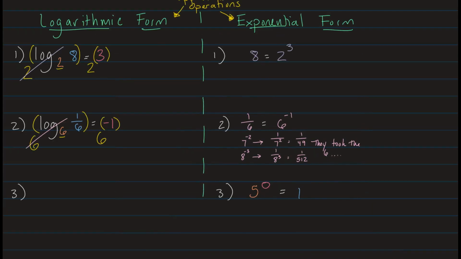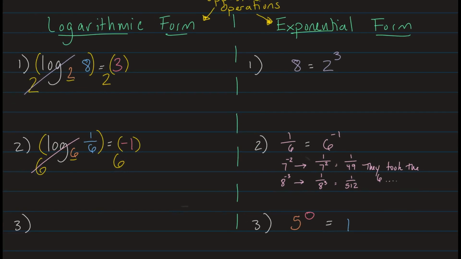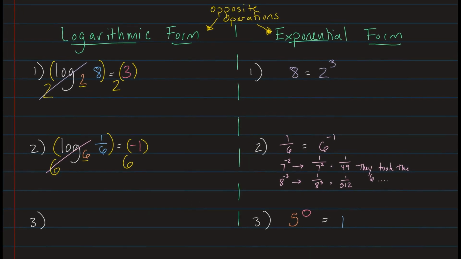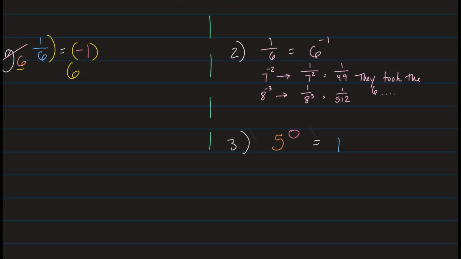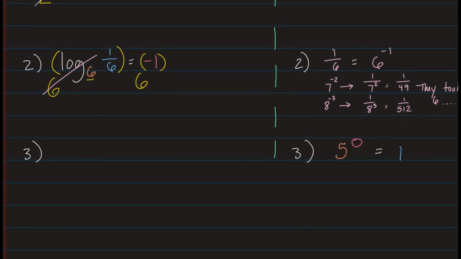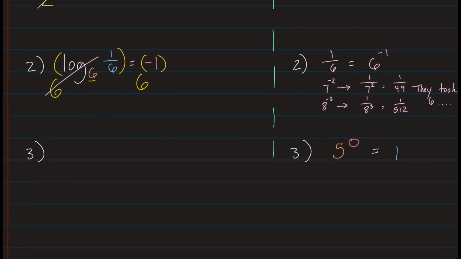Now let's keep going and do our last problem, number 3. This time we're going from exponential to logarithmic. Now it works the exact same way in that you're performing the opposite operation. So here we can see there's a number with an exponent. 5 raised to the power of 0 is equal to 1.